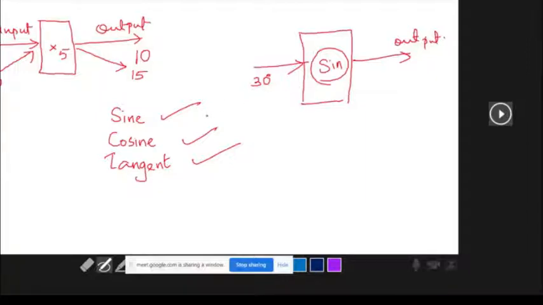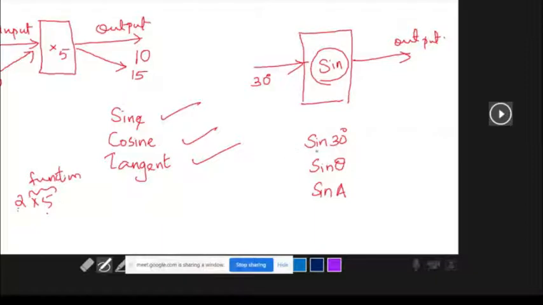Now, when you write it as sine, we remove this e and we write it as sine of angle, that is sine 30, or sine of theta, sine theta, or sine of angle A, that is sine A. That means it is a function. Like you write 2 into 5. This into 5 is what? It is a function. Understood? What is happening to 2? 2 is multiplied 5 times. Similar way, sine 30 means what is happening to this angle 30? It is sine of this angle 30 we have to find out. That is what we call a function.